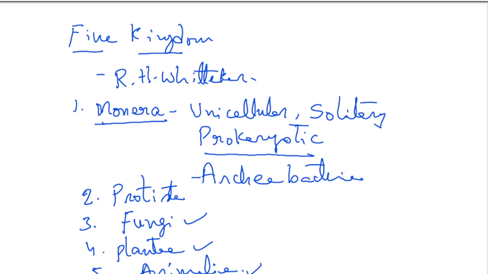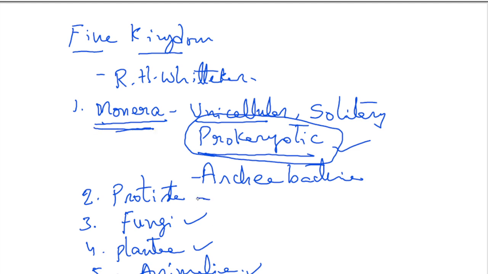We already discussed this Monera. The Monera contain unicellular organisms, and all are prokaryotic in nature. They don't have a specific nucleolemma around their nucleus. That's why they are called prokaryotic animals. All the prokaryotic animals belong to this Monera kingdom.